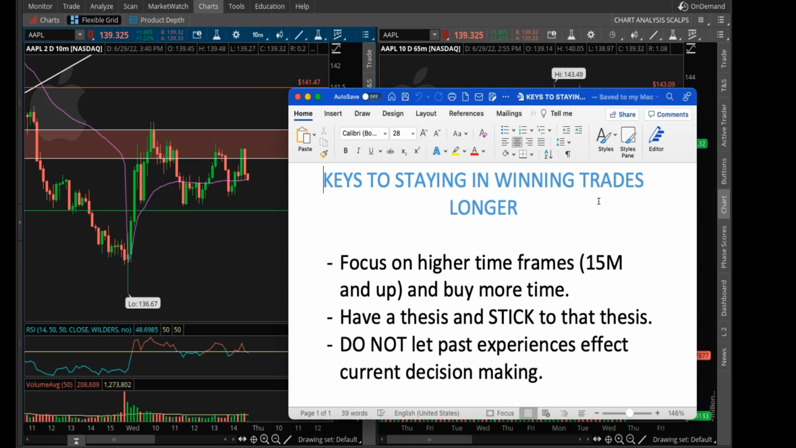And my second point, have a thesis and stick to that thesis. If you come up with a plan and you want to be looking to short into supply, don't let anything deter you from that plan. Your stop loss is in place, you know your risk up front, and you want to be sticking to your plan.